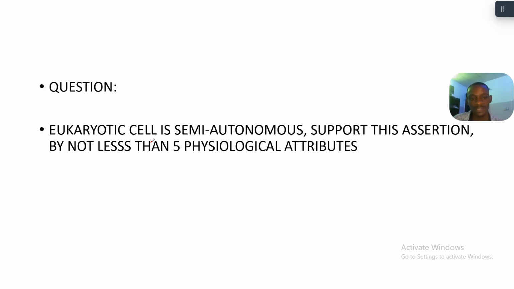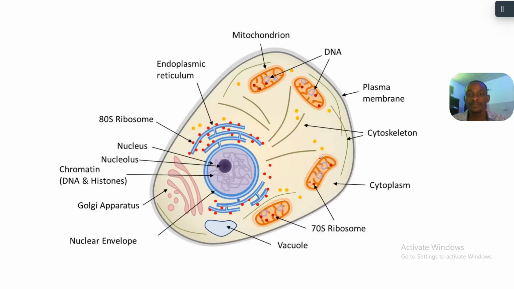Now this is the full question: show that the eukaryotic cell is semi-autonomous. First of all, support this assertion with not less than 5 physiological attributes. Support your facts with not less than 5 physiological points. All right, so first of all, this is the cell that we are seeing now. These are the various organelles of the cell, right? I would not like us to speak about them now because it's the organelles that I'll be speaking about next.